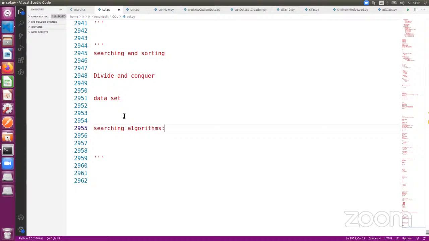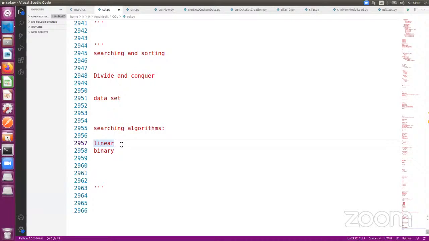In searching algorithms, we have two searching algorithms: linear search and binary search. Linear search is very simple. Like you have a list of elements in some random order, and what you do is you keep on searching one by one. It starts from the zeroth element.